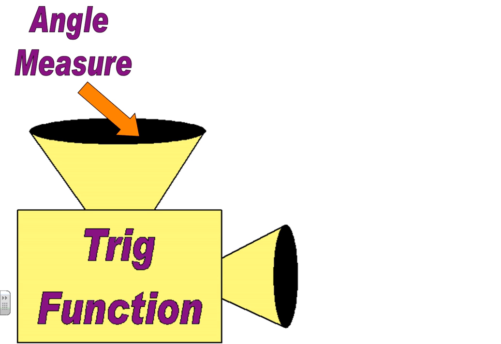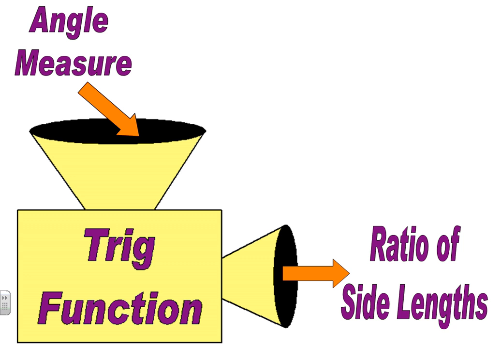And then what comes out of it? Well, sine, SOHCAHTOA, opposite on hypotenuse, or in terms of x's, y's, and r's, tangent, y on x. We're getting out ratios, fractions, of side lengths of the triangles that are produced. So what comes out is ratios of the side lengths produced by the angle measure. Now in this case, the ratio of the side lengths is a function of the angle measure.